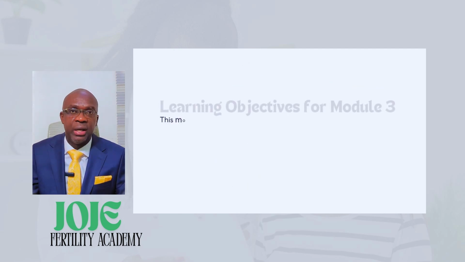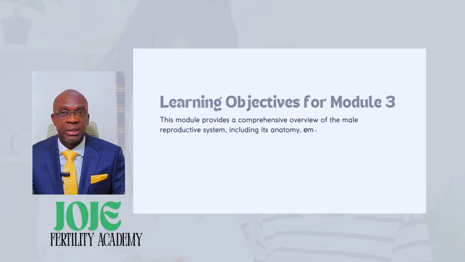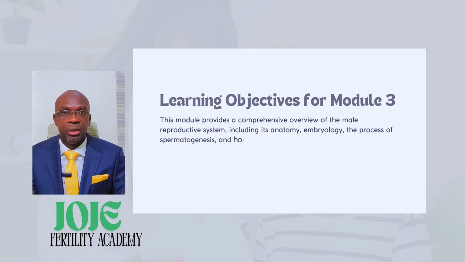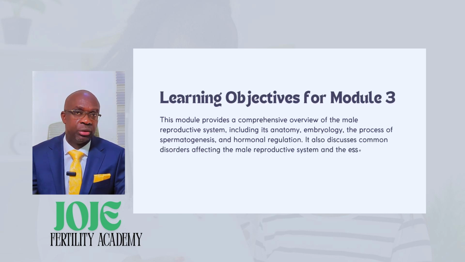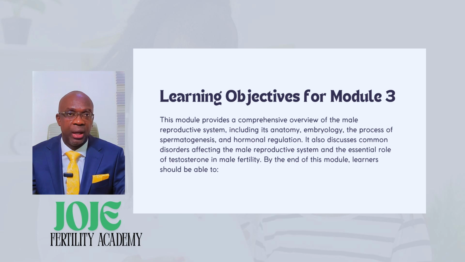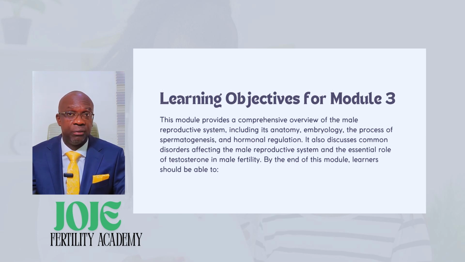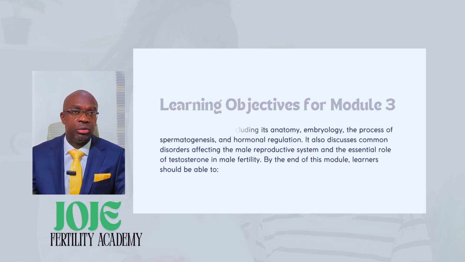This module provides a comprehensive overview of the male reproductive system, including its anatomy, embryology, the process of spermatogenesis, and hormonal regulation. It also discusses common disorders affecting the male reproductive system and the essential role of testosterone in male fertility. Now, by the end of this module, learners should be able to: 1.